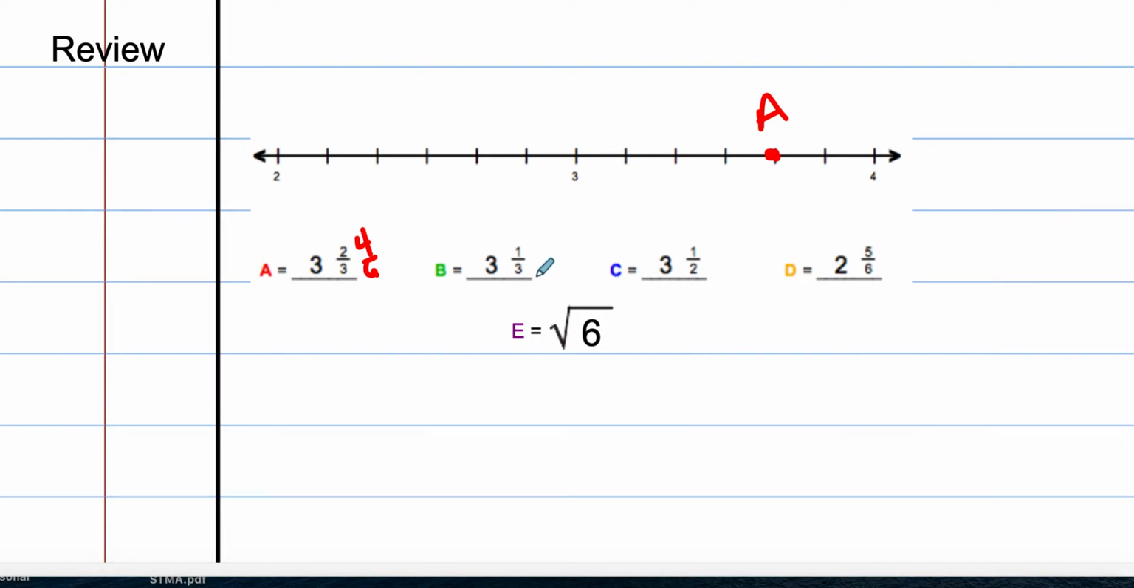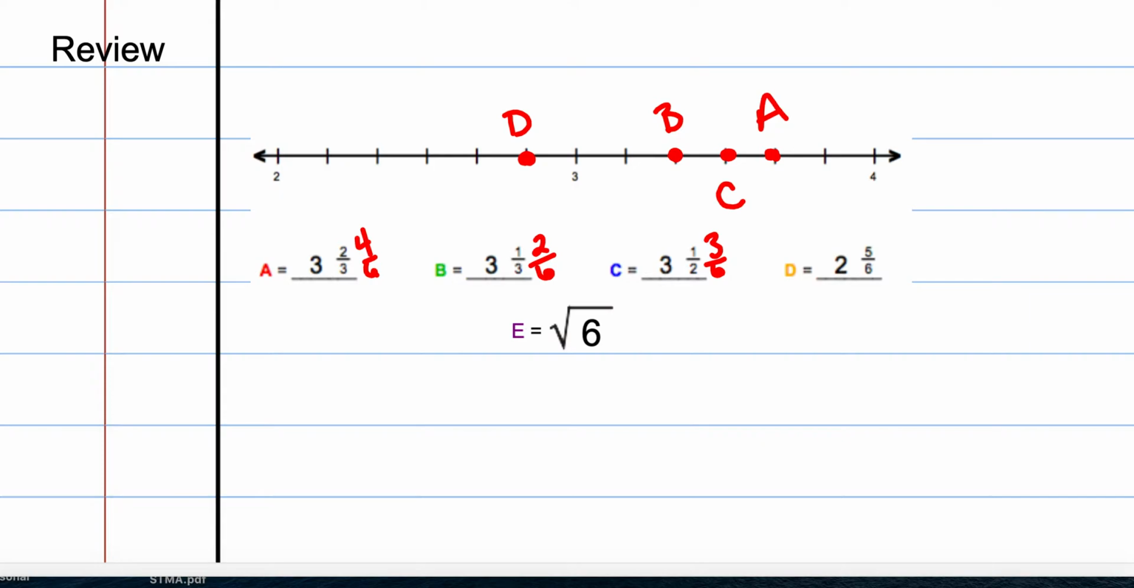3 1/3, 6 times 2 times 2, so 3 and 2/6. 1, 2 would be here, so there's letter B. C's at 3 1/2, which is 3 and 3/6, so that would be here, letter C. 2 and 5/6, 1, 2, 3, 4, 5, and there'd be letter D.